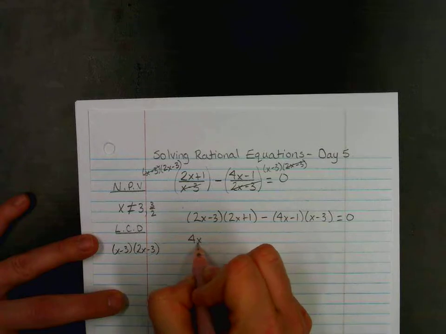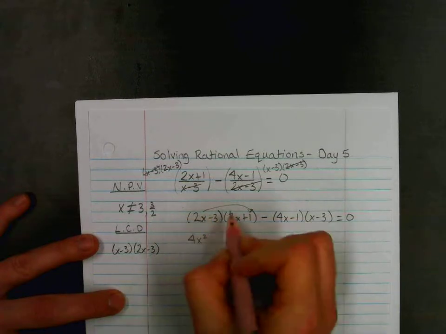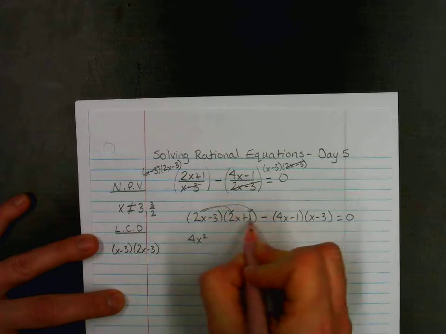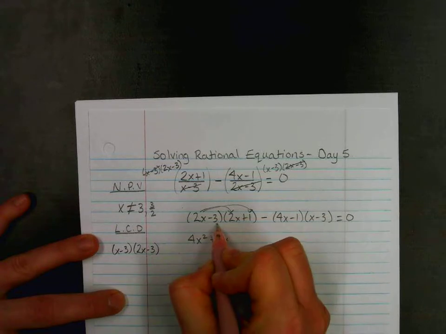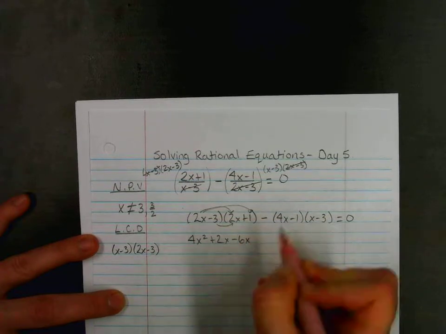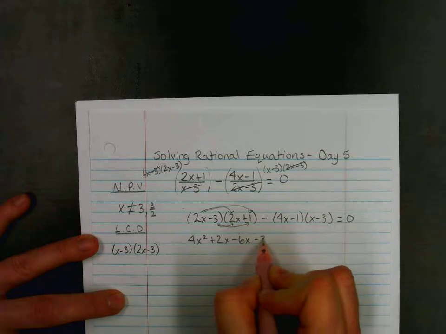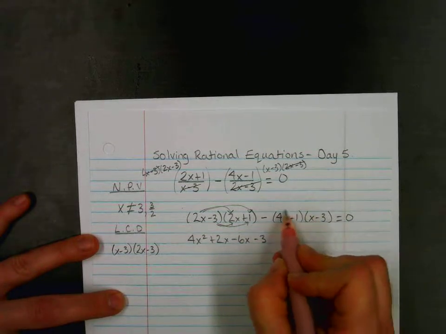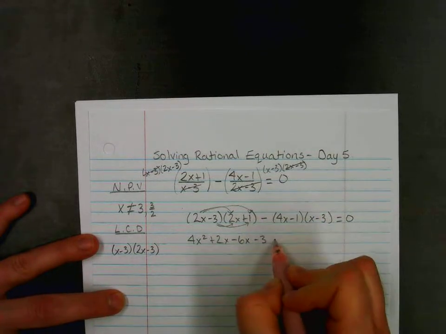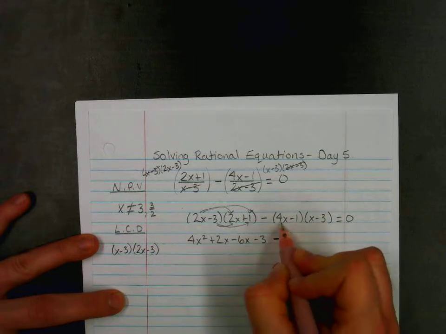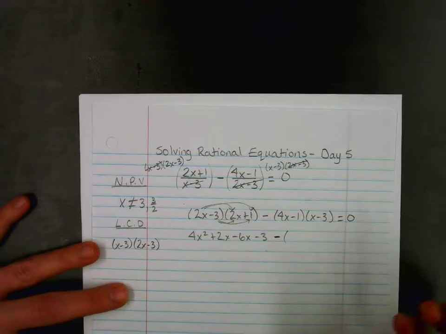So we're going to get a 4x squared plus a 2x minus a 6x minus 3. Okay. I'm going to FOIL this as well. Because this is a minus, I'm going to keep this minus here and keep all of this expanded form inside my brackets for now.